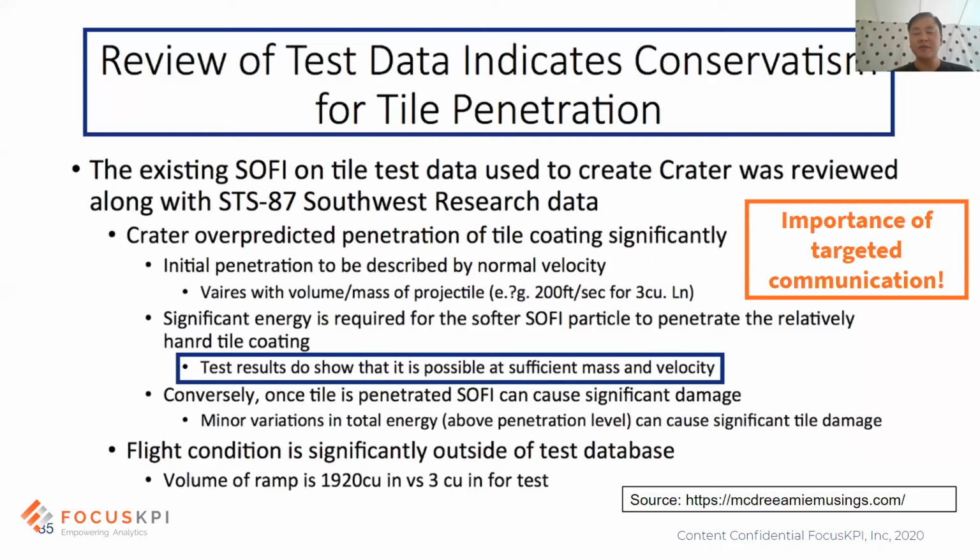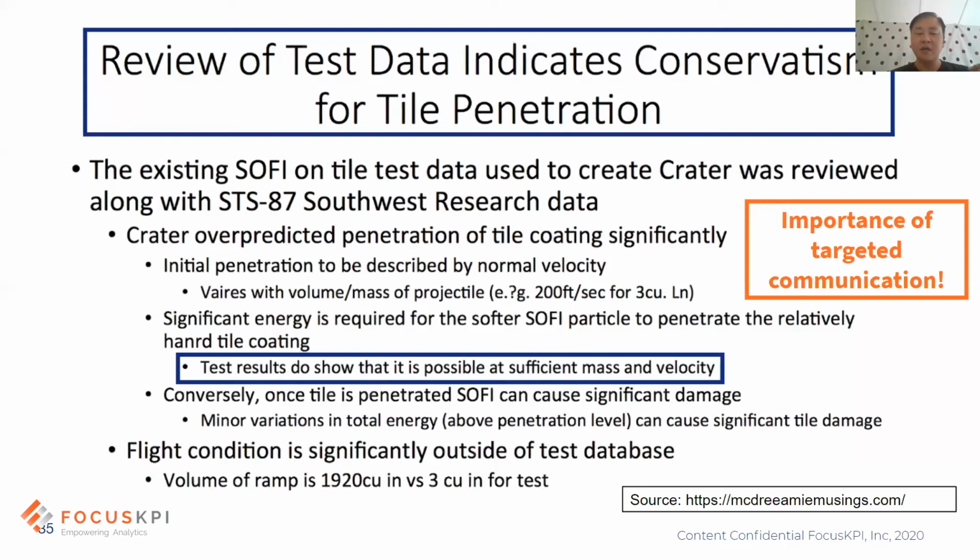It's conservative with tile damage, and in small print here, test results do show that there is a possibility that the Sophie that fell off is of sufficient mass and velocity that it could do damage. But this was hidden in small print with 100 words on the page, right?